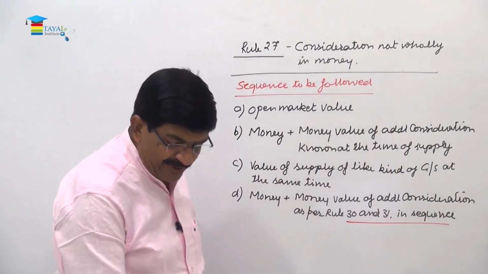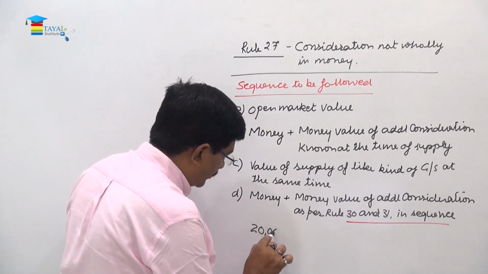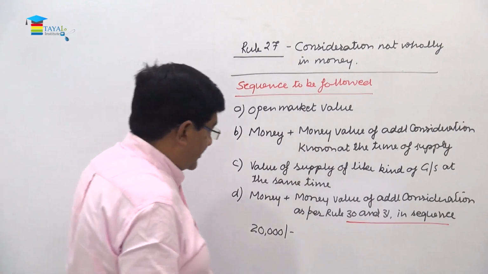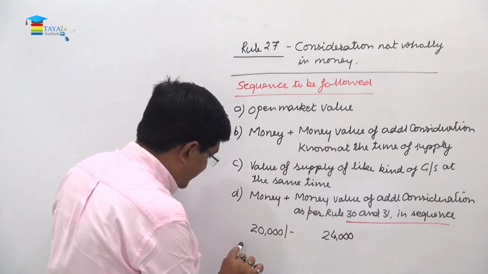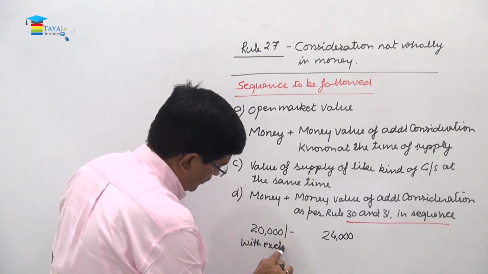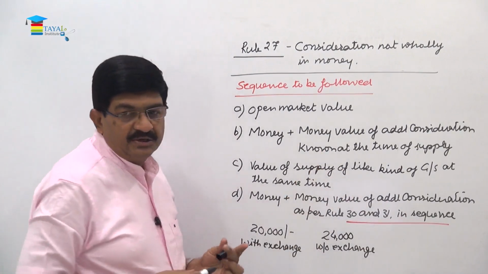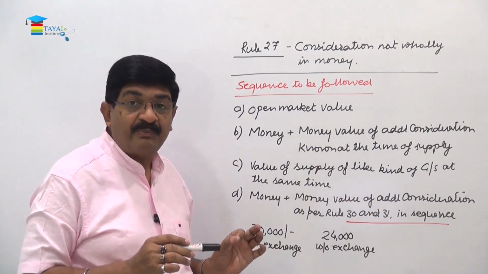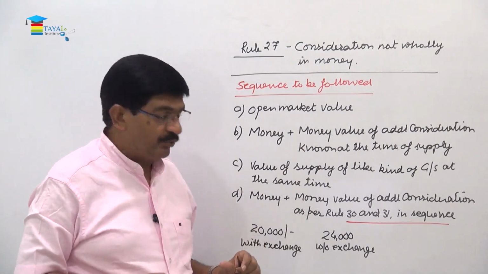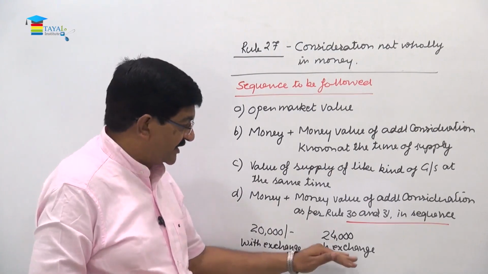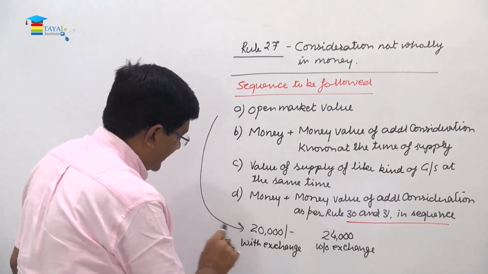This is important. Now one example is quoted in the rule, and that says there is one phone available with exchange of old phone for rupees 20,000, and the same phone is available without any exchange for 24,000. So this is with exchange, and this is without exchange. Now somebody is taking a phone under exchange scheme. He is paying 20,000 rupees plus he is giving the old phone. Then what shall be the open market value? Open market value is 24,000 rupees, because if there is no exchange, the same phone is available for 24,000 rupees. So this becomes the open market value. So this is clearly an example of this.